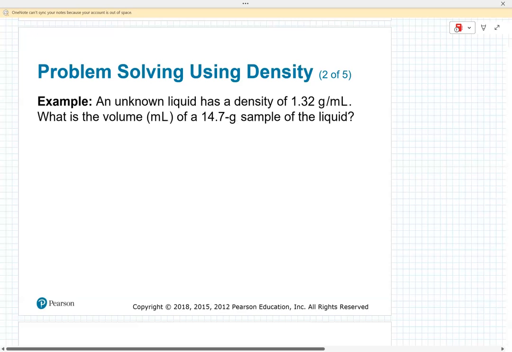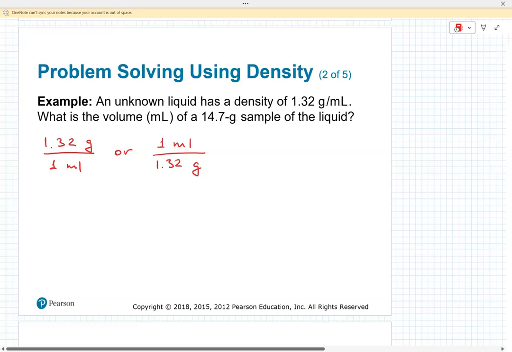So, remember, density is a conversion factor. You can write this conversion factor down like this. 1.32 grams of that liquid can be found in 1 milliliter of this liquid, or 1 milliliter of this liquid contains 1.32 grams. Does that make sense? Okay.